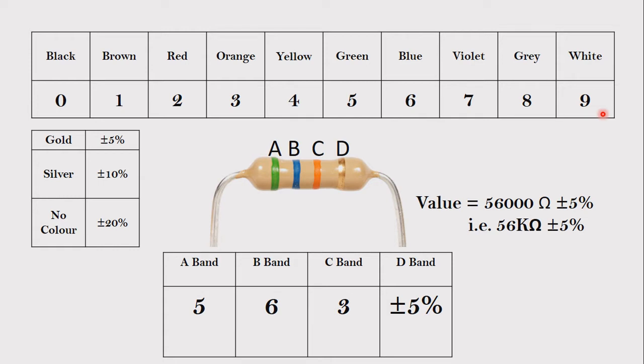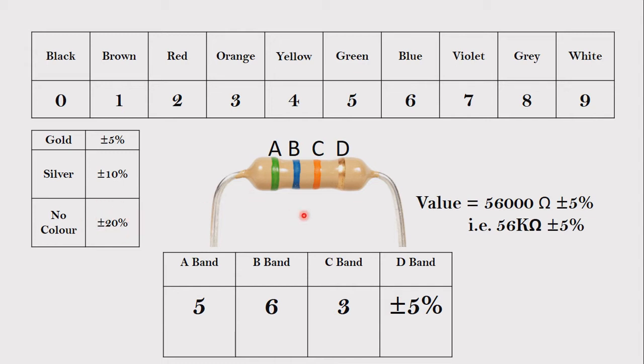So first, in this table we have 10 colors. Black has 0, brown 1, red 2, orange 3, yellow 4, green 5, blue 6, violet 7, grey 8, white 9. These 10 colors are the resistor colors, and here I have the tolerance band colors. Gold has plus or minus 5%, silver plus or minus 10%. If there is no color in the fourth band, then we represent it as plus or minus 20%.